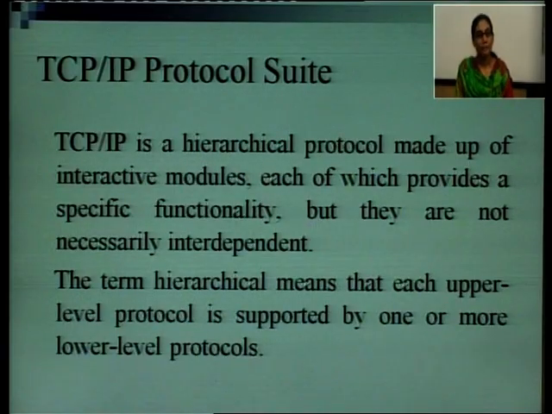Now next topic is TCP/IP protocol suite. TCP/IP is a hierarchical protocol made up of interacting modules, each of which provides a specific functionality, but they are not necessarily interdependent. The term hierarchical means that each upper level protocol is supported by one or more lower level protocols. Hierarchical protocol means every upper level protocol is supported by one or more lower level protocols.